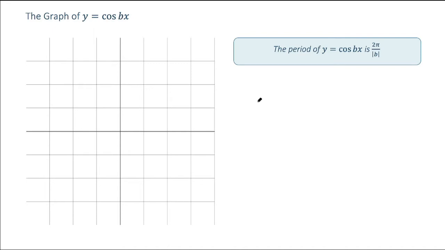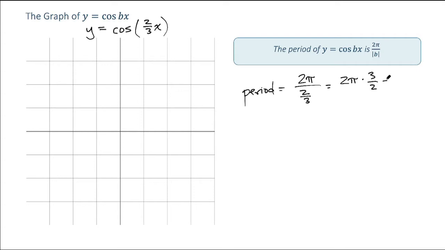So let's do a little example here. Let's suppose I have y equals the cosine of 2/3 x. Then we can find the period of this function. The period is 2 pi divided by 2/3. Now we're dividing by a fraction, so we can multiply by the reciprocal, 3/2. The 2's will cancel, and we end up with 3 pi. So we have a period here of 3 pi.